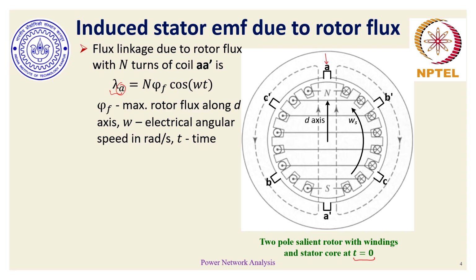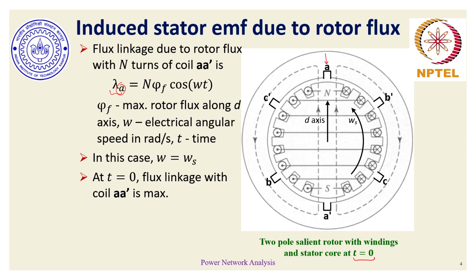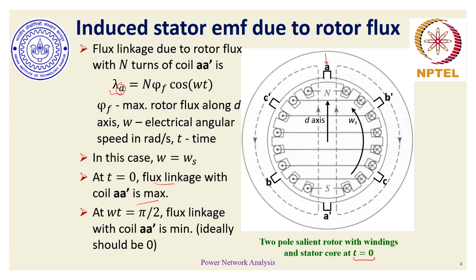And as the rotor rotates, at t equal to 0 the flux linkage is maximum, and at omega t equal to pi by 2 radians, when the rotor rotates and the north pole comes over here, south pole comes over here, the magnetic field of this analogous electromagnet is not aligned with the phase A and A dash winding. So at omega t equal to pi by 2, it is likely to observe the minimum flux linkage. Ideally, it could be 0 also.